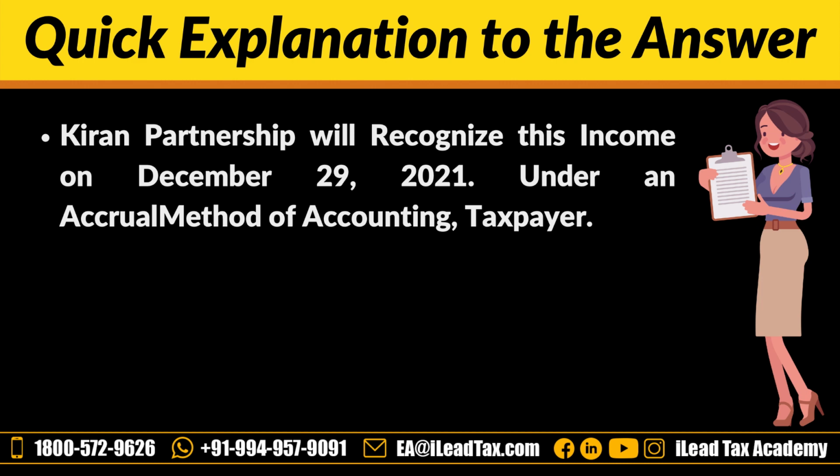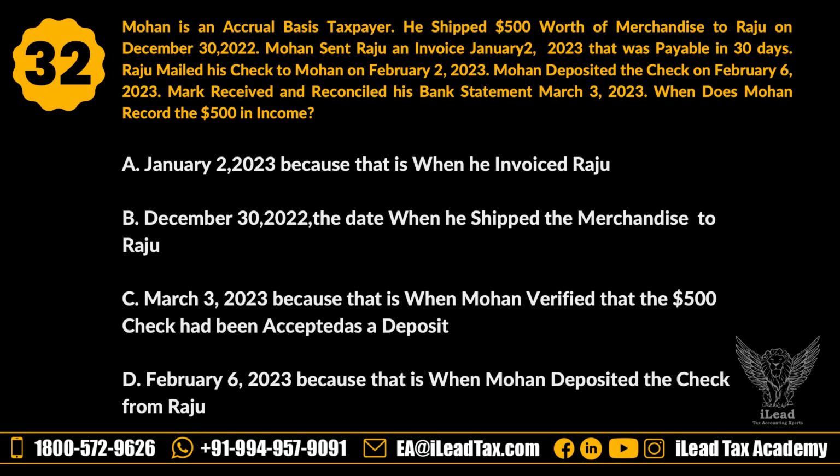Let's go to the next question. Mohan is an accrual basis taxpayer. He shipped 500 worth of merchandise to Raju on December 30, 2022. Mohan sent Raju an invoice January 2nd, 2023 that was payable in 30 days.